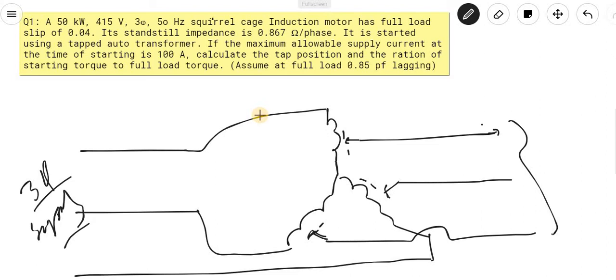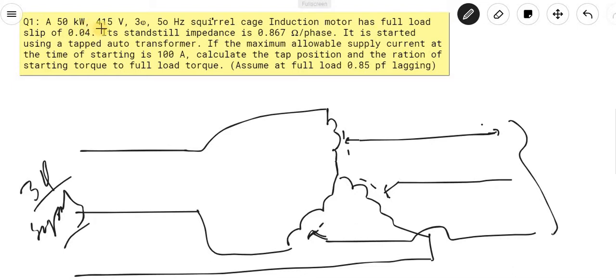Hi to all. Here we'll be discussing some numerical problems related to the induction motor starter, the three-phase induction motor starter. Here one problem is given. Just read it out.